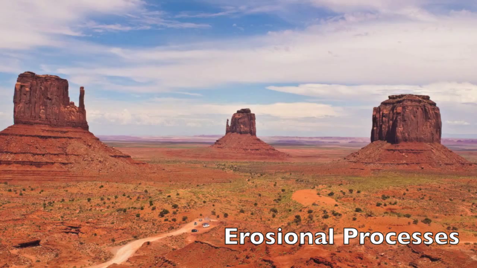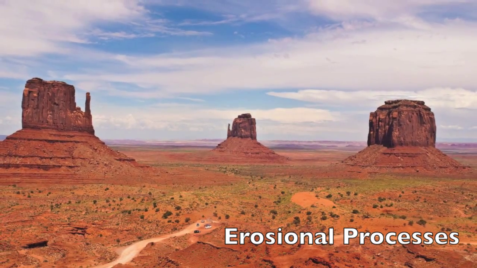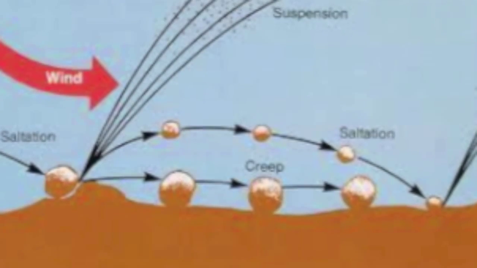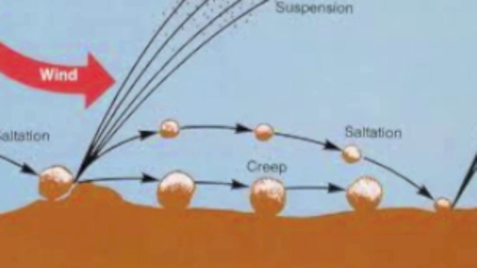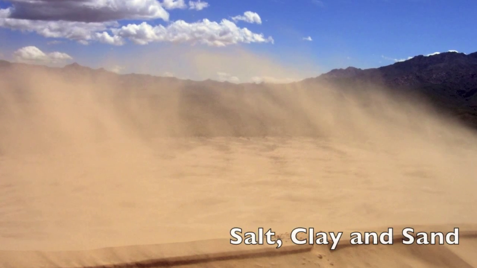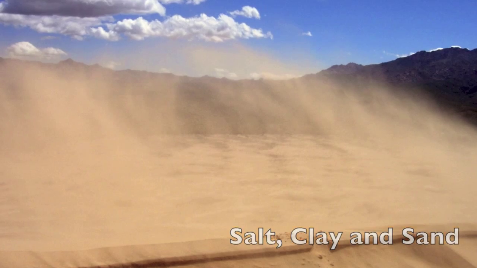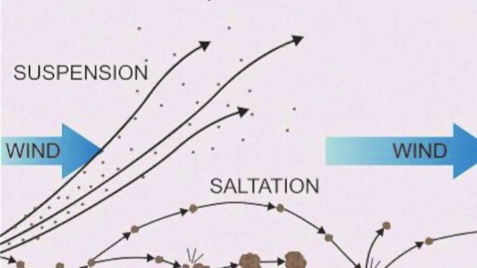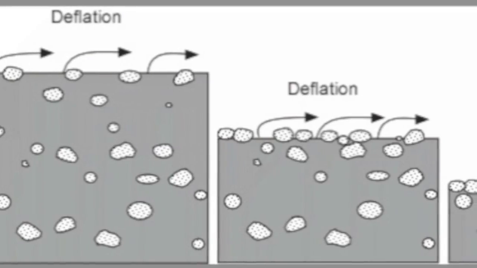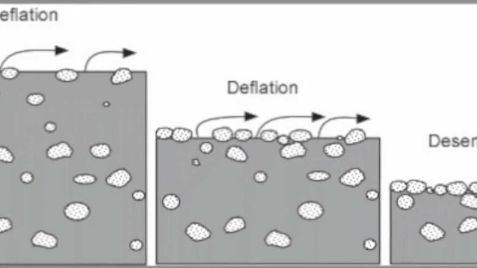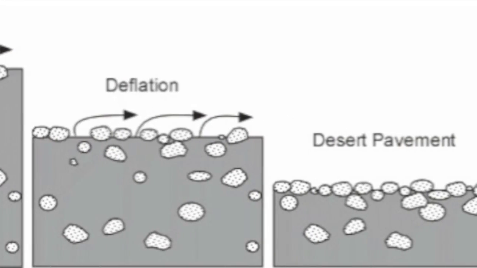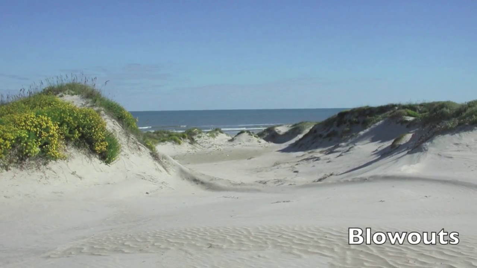Different erosional processes have created and continue to alter the characteristics of our deserts today. There are three types of wind erosion: suspension, saltation, and deflation. Suspension is when strong winds pick up light surface materials such as salt, clay, and sand and carry them in suspension. Saltation is the transport of materials in which the particles bounce and roll along the ground. Deflation refers to wind blowing away sand, silt, and clay in deserts so that underlying rocks become exposed. Blowouts are formed by deflation.